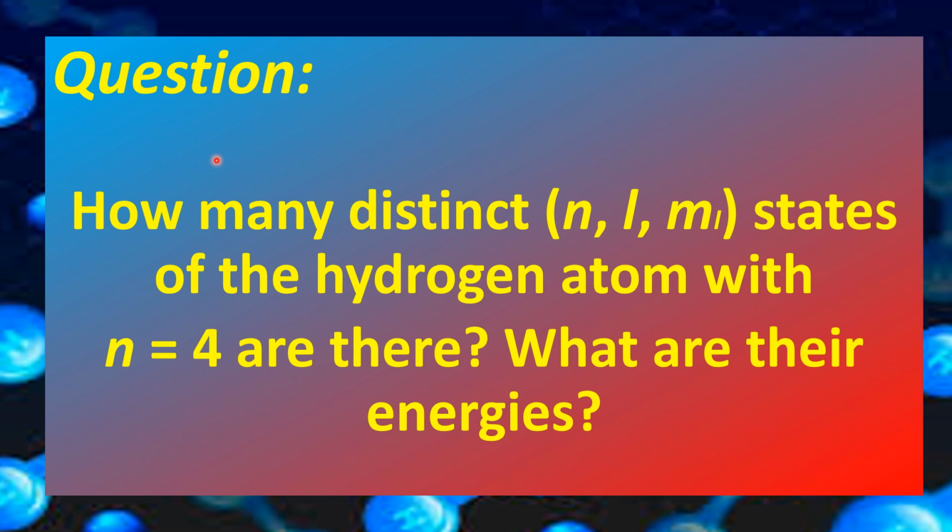The given question is how many distinct states, that is n, l, and m sub l, of the hydrogen atom with n equals 4 are there? And what are their energies?